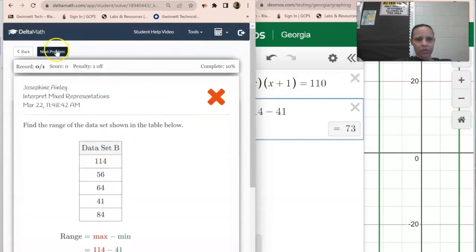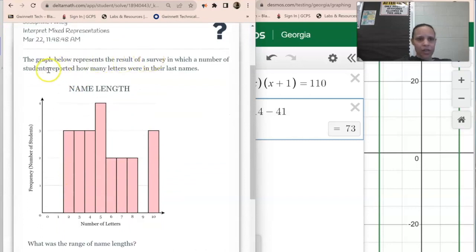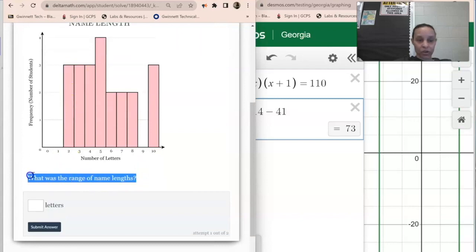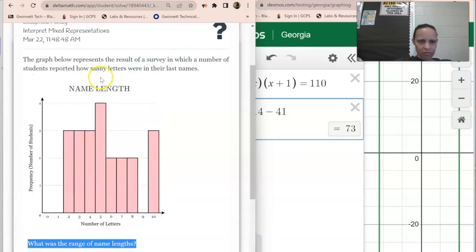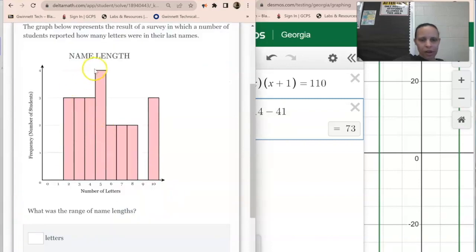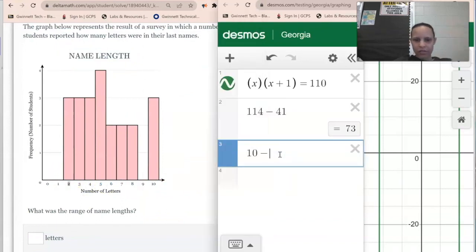All right, then we're going to go to, so again, different representations, right? What is this one asking? How many letters? Okay, this is the graph. What is the range? Okay, so this is still the same. What's the max? Okay, so number of letters is here. Here's the max. So the maximum length is 10 minus the minimum length is 2. So that's going to be 8 is going to be my range.